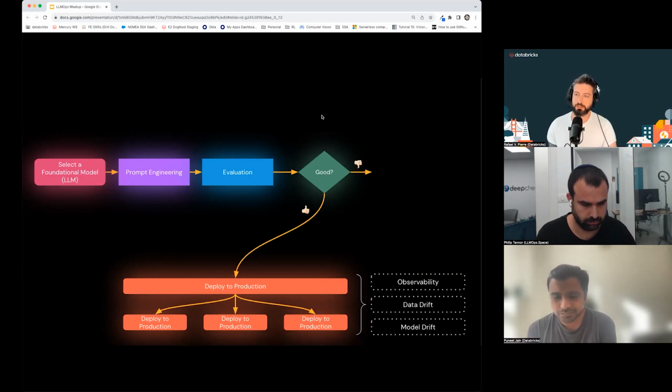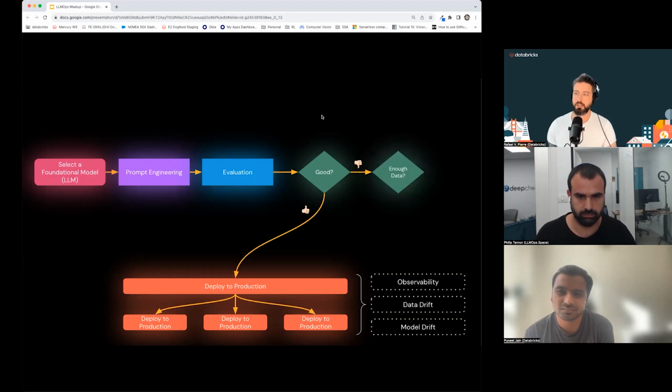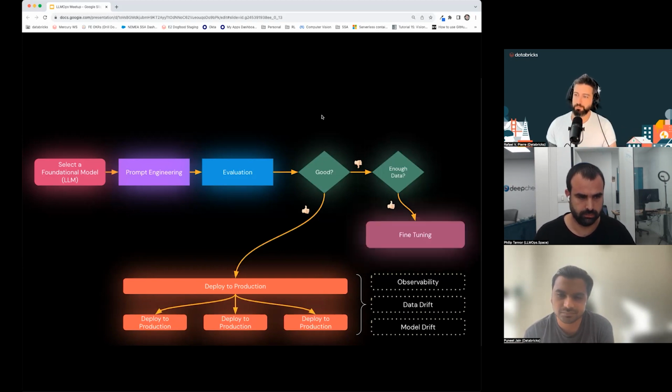But let's go back to the other possible outcome after we evaluated prompt engineering experiments. It could be that prompt engineering by itself is not good enough. In this case, we need to ask ourselves another question. Do we have more data? And how much data do we have, right? If we have lots of data, and we can also get into detail about what's considered lots of data, but if we have lots of data and the data quality is good, we can just go on. If it's an open source model, we can fine tune it.